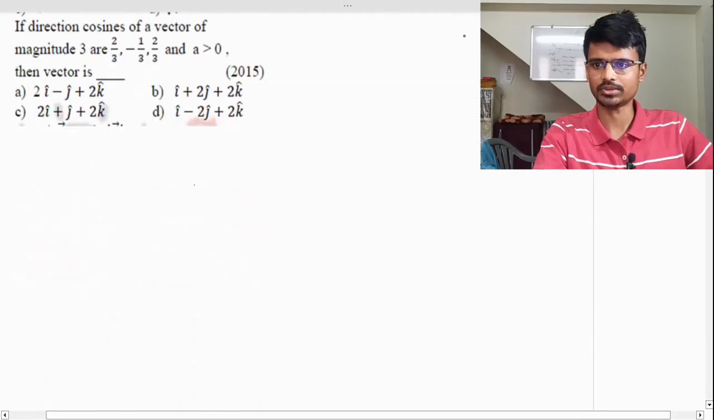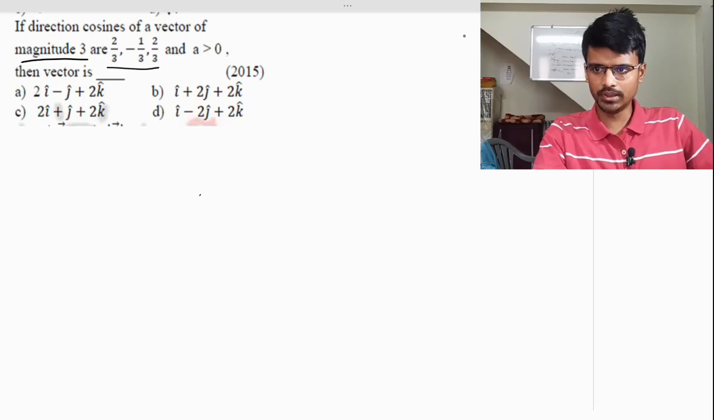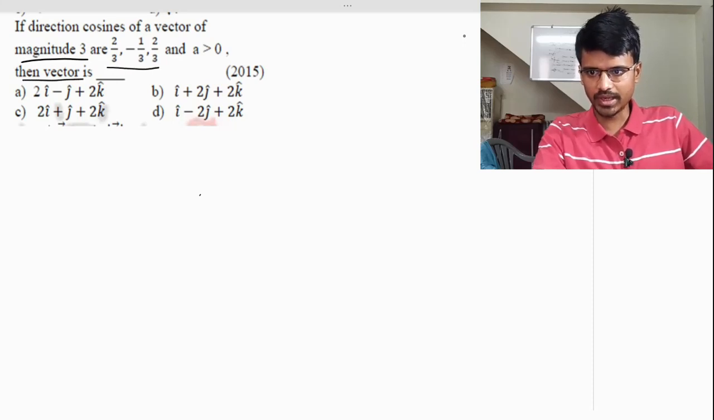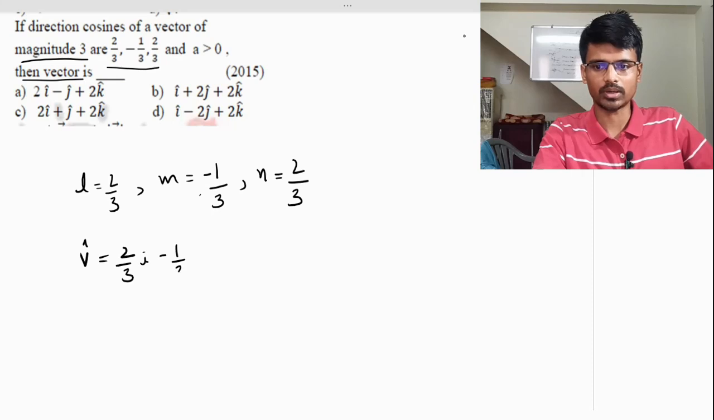So this is an interesting question. If the direction cosines of a vector of magnitude 3 are so and so, then the vector is... we are given the direction ratios. Let me write them down. 2 by 3. Let's use the standard letters to denote their direction cosines. If you remember, using the direction cosines, we can form a unit vector. Let me call that v cap. So let it be 2 by 3 i cap minus 1 by 3 j cap plus 2 by 3 k cap.